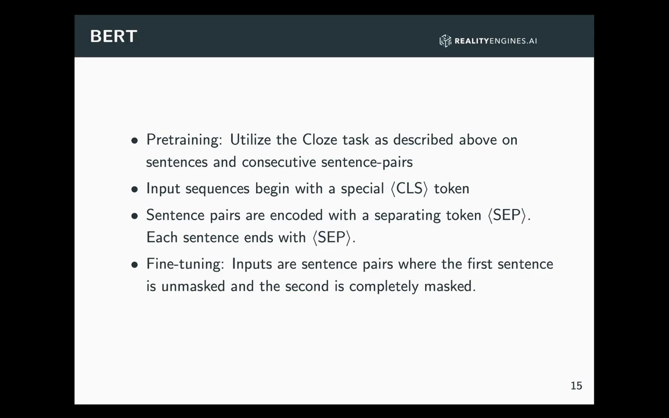So if you recall the comment I made earlier, the sequences are going to be basically either one sentence or two sentences, right? Well, during fine-tuning, the input is going to always be two sentences. So the first sentence will be unmasked, and the second sentence is completely masked. And so now, instead of randomly dispersing the masked tokens, we are explicitly masking the second sentence, and the first sentence is completely unmasked.